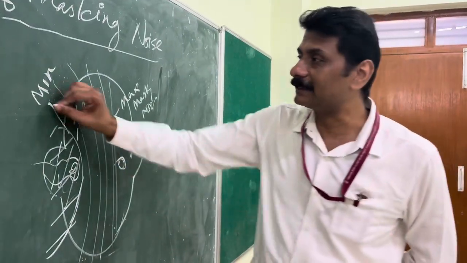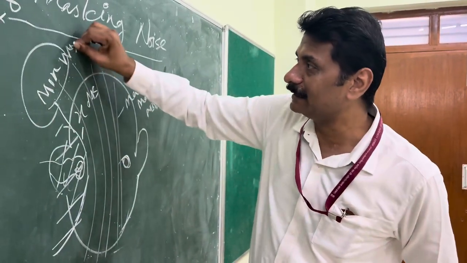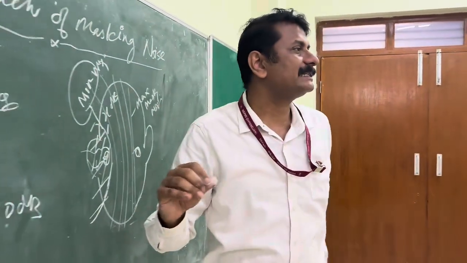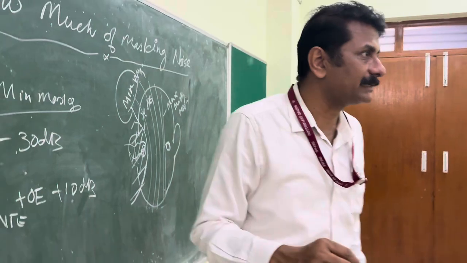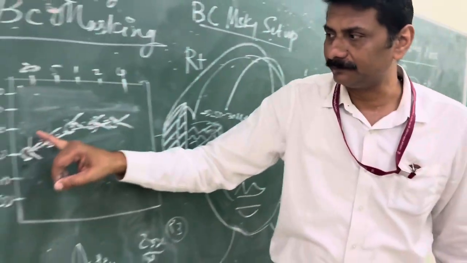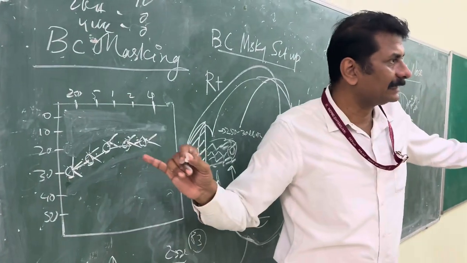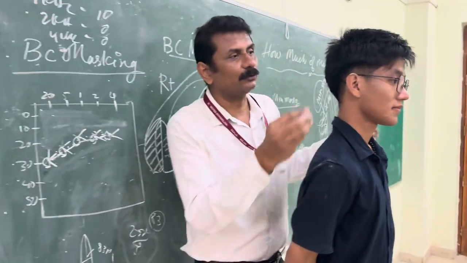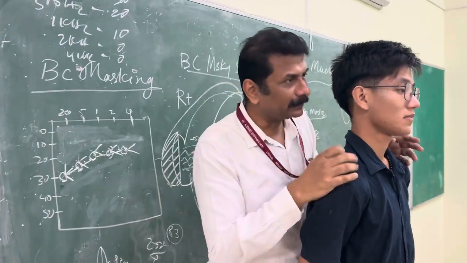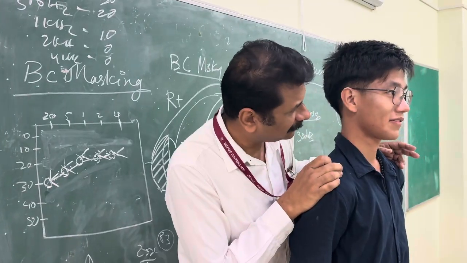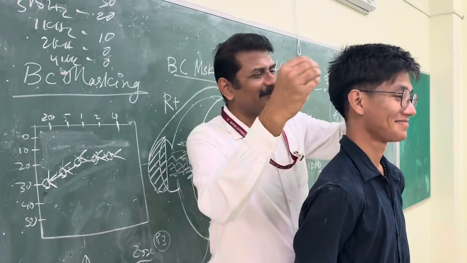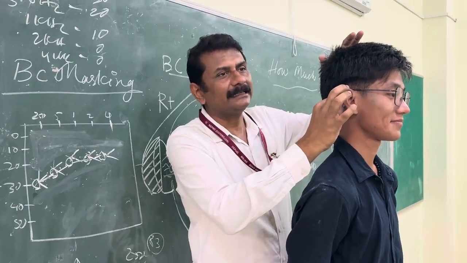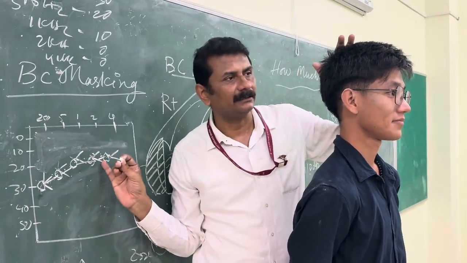Correct? How do you decide this minimum masking noise? First for BC. In the BC setup, what do you do when you start doing the masking? Let us take this audiogram. His right ear is the better ear. So if his right ear is the better ear, what do I do? When I put the BC headphone here and do the test, these are the findings which came in. Correct?